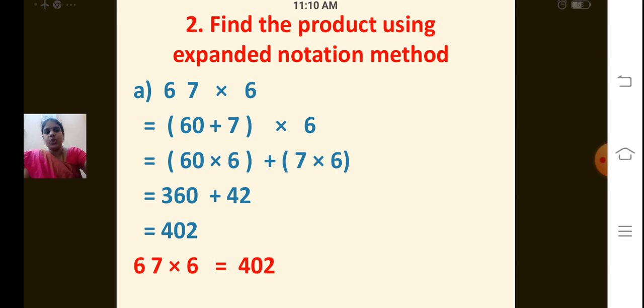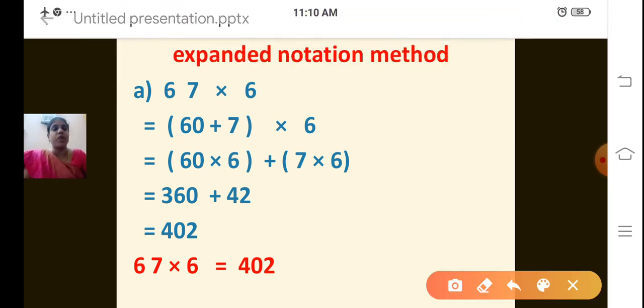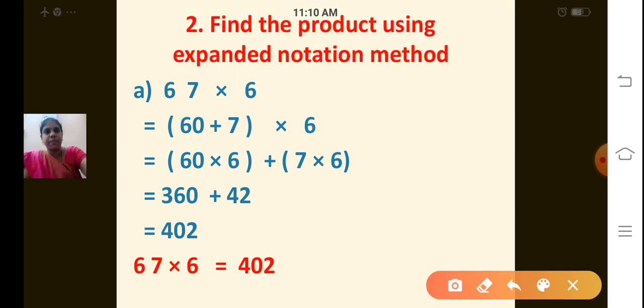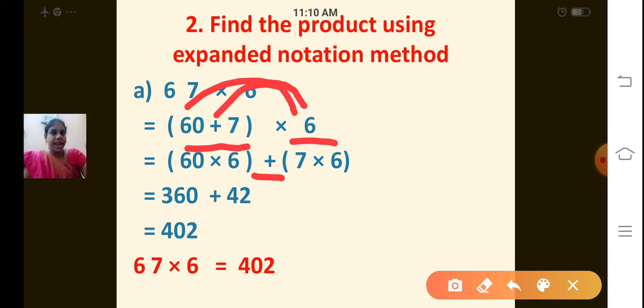Just split this into 60 plus 7. Expanded form is 60 plus 7. You know this expanded form, right? Write it down. 60 plus 7 into 6. I'm keeping it as it is. Now we'll split this. So 60 into 6 plus 7 into 6. You have the bracket, right? So I'm going to split it as 60 into 6 plus 7 into 6.